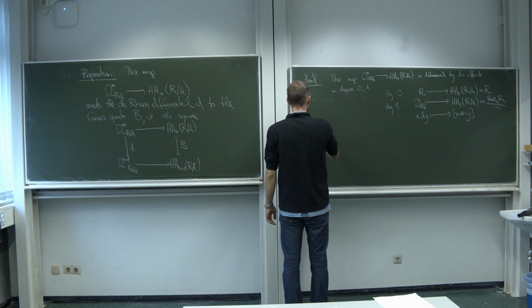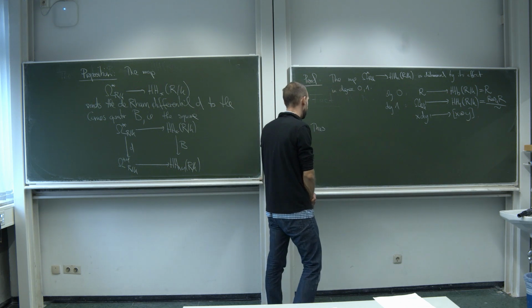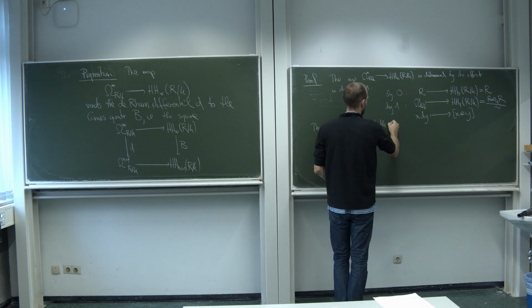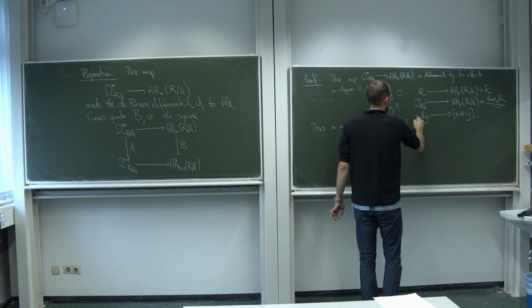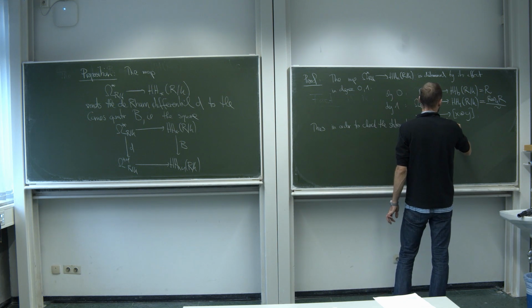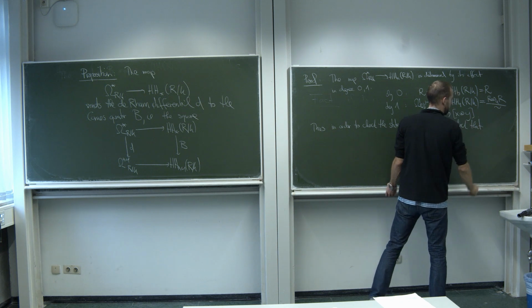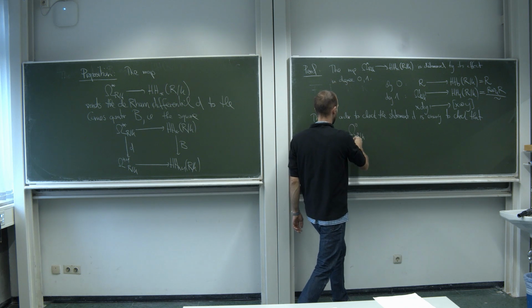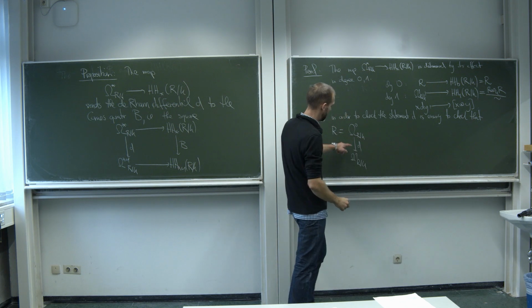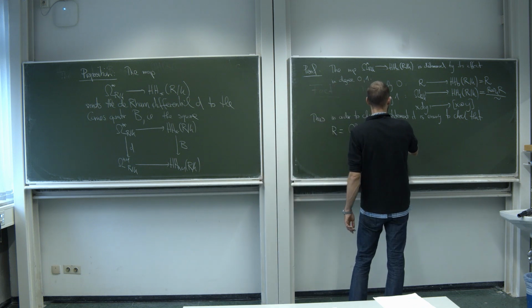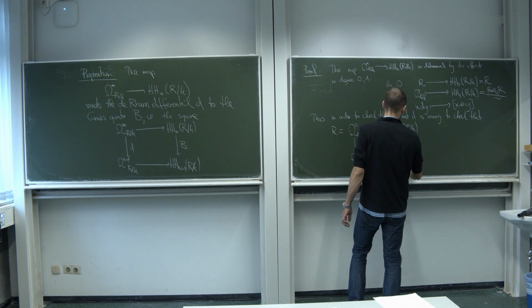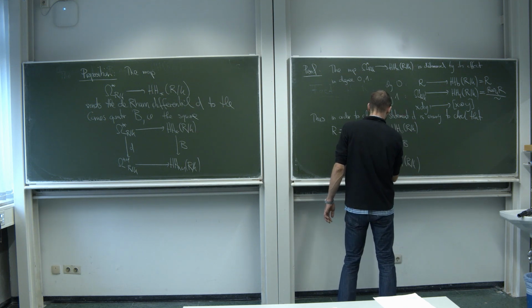Thus, in order to check the statement, it is enough to check that the corresponding diagram in degree 0 and 1 commutes. So we have here omega 0 R relative K, which is R. Then we have the de Rham differential into degree omega 1, which is the Kähler differentials. And here we have our map into Hochschild homology 0 R relative K. And here we have HH1 R relative K. Here we have the B operator.